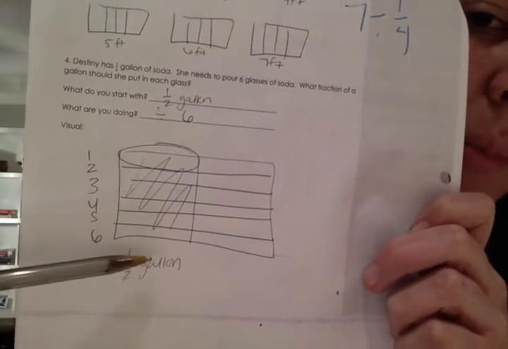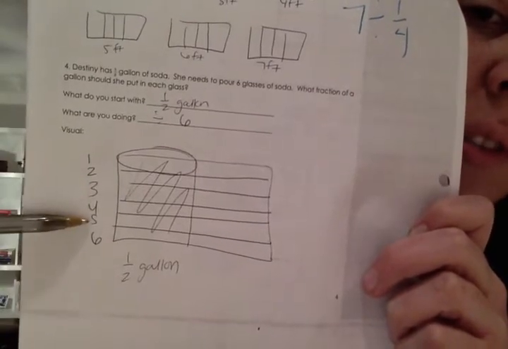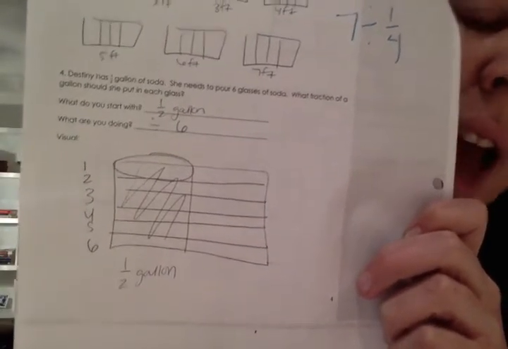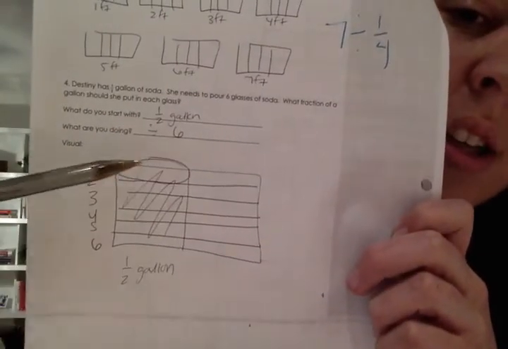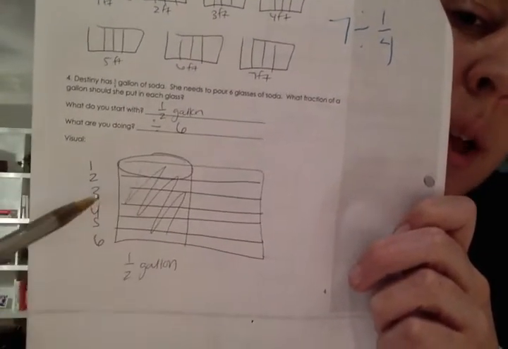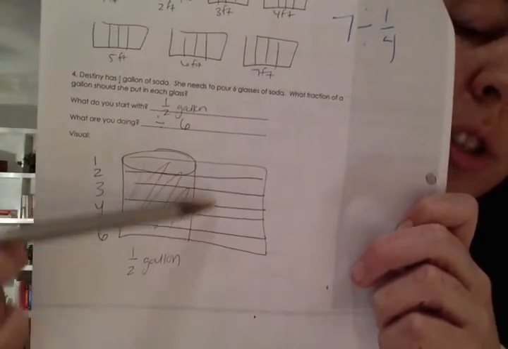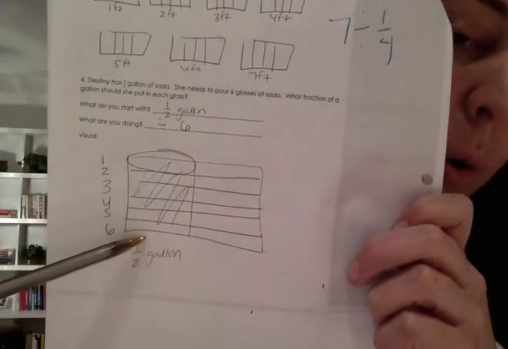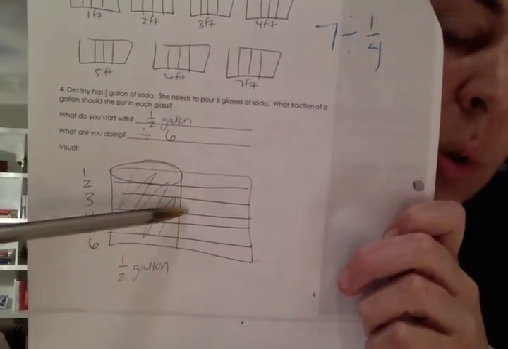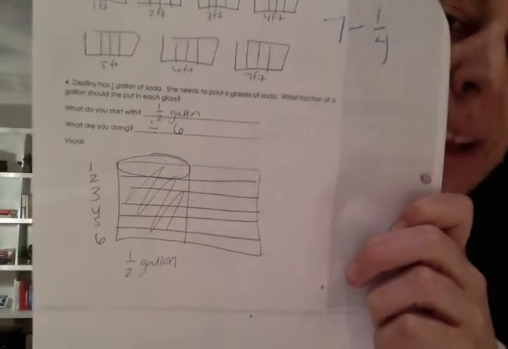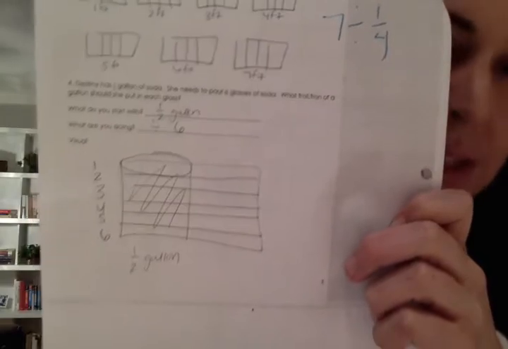I labeled at the bottom. And then I split it into glasses. 1 glass, 2 glass, 3, 4, 5, 6 glasses. I only care about how much soda is in 1 glass, so I circled 1 at the top. My answer is going to be 1 out of 12, which is the total number of pieces in my whole. And the equation for this one would be 1/2 divided by 6, or 1/2 times 1/6.